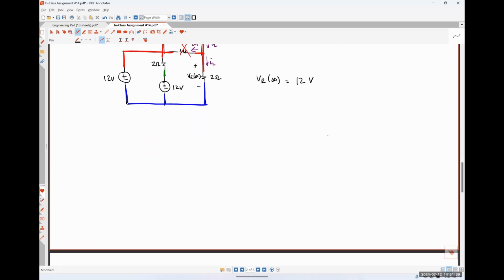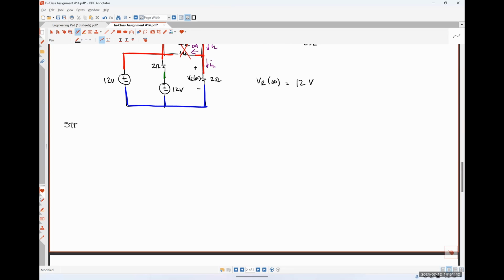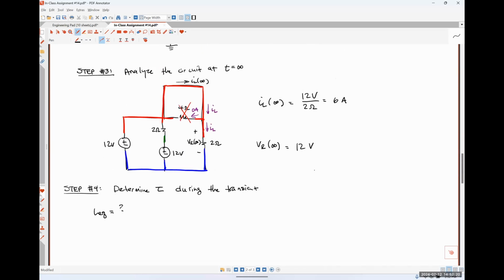Okay. So now let's look at step number 4. This step is effectively going to have a new name, but we're not doing anything different than we did previously, right? So we're going to call this now determine tau during the transient. Since this is an RL circuit, we're going to have an LEQ, and then we're also going to find REQ. So let's scroll up here.